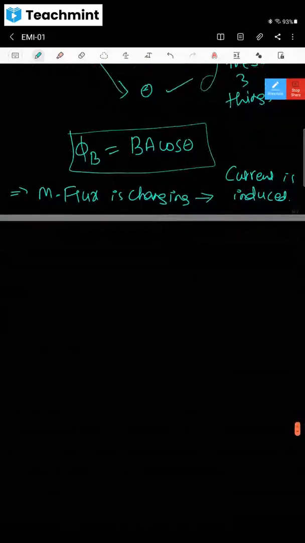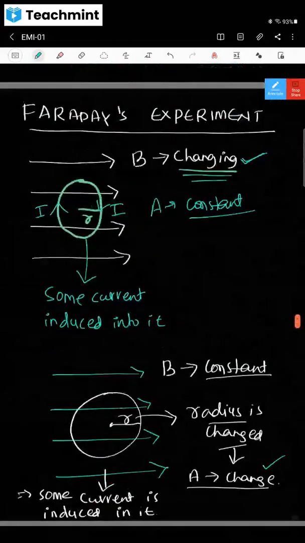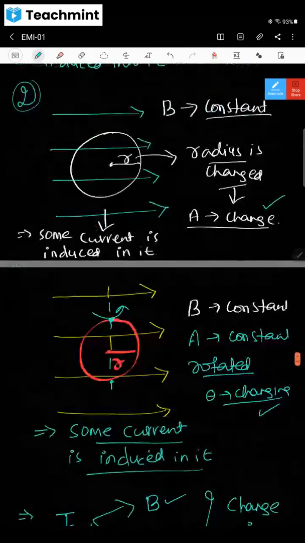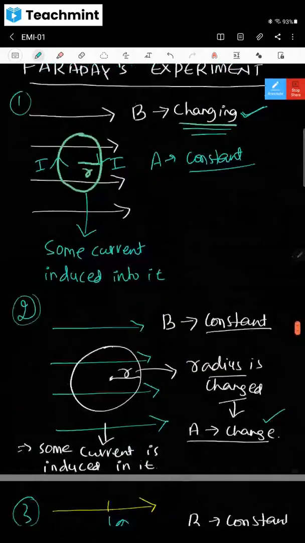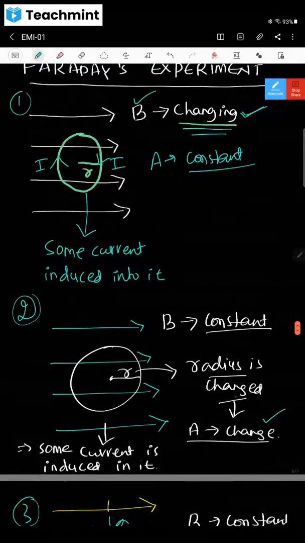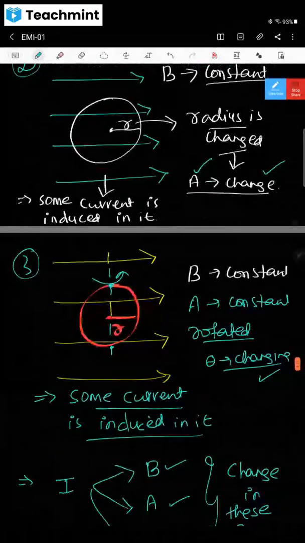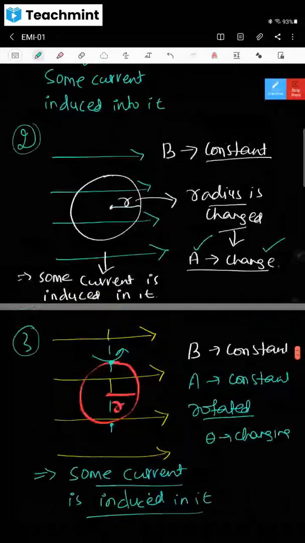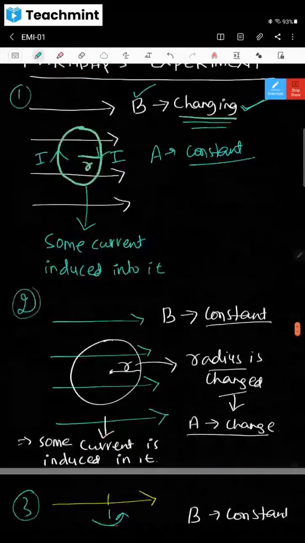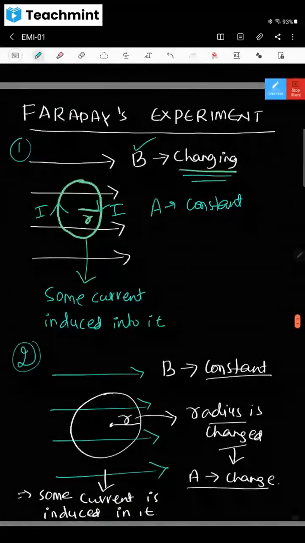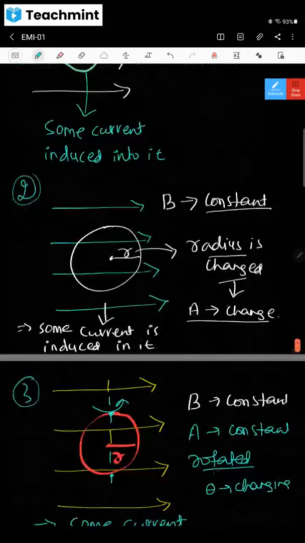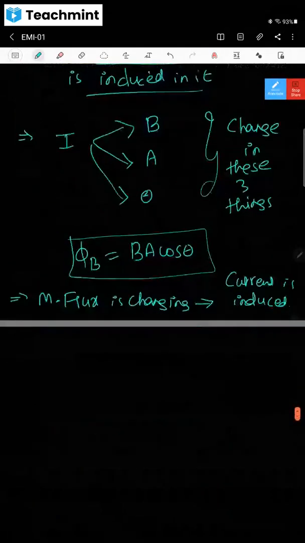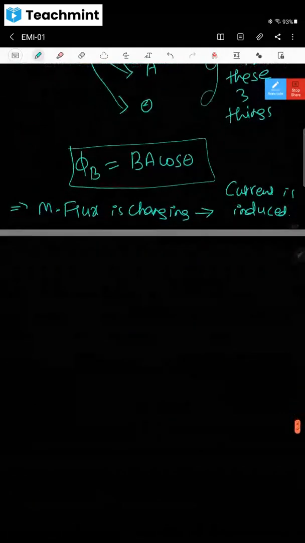Did you get this module or not? Whatever three situations, this is the first situation, second situation, and third situation. Did you understand all these things? Here, B is changing. Here, A is changing. Here, theta is changing. Right, dear children? If they are changing, don't you think magnetic flux will be changing? Because due to the change in magnetic flux, we'll be getting that current. All right, fine. So what are the experiments explained here?